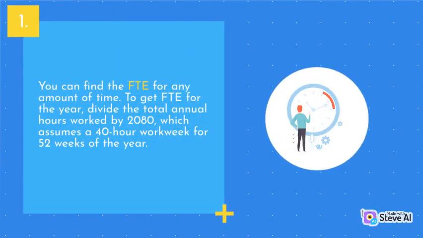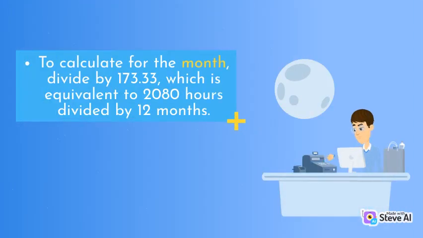To get FTE for the year, divide the total annual hours worked by 2080, which assumes a 40-hour work week for 52 weeks of the year. To calculate for the month, divide by 173.33, which is equivalent to 2080 hours divided by 12 months.